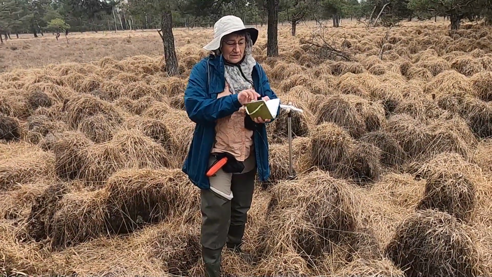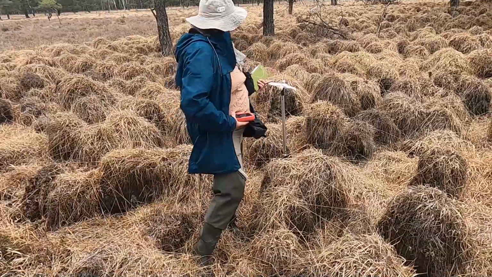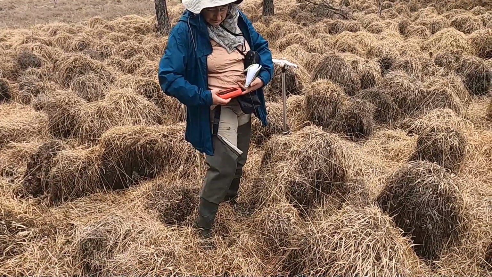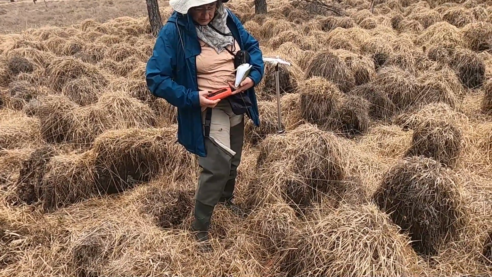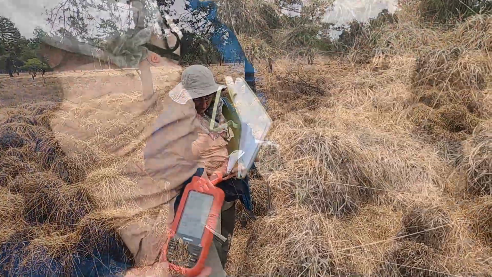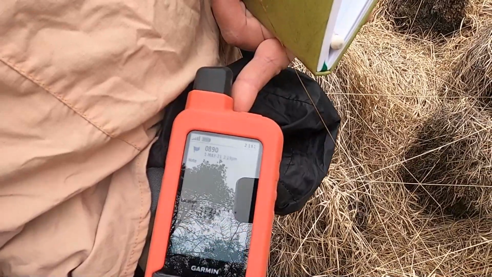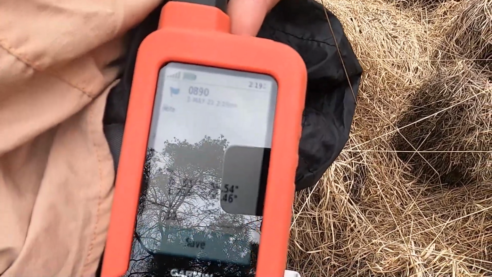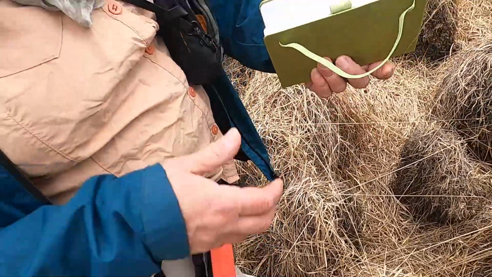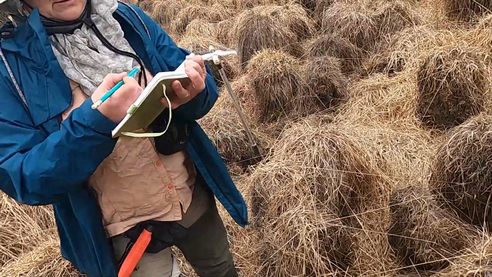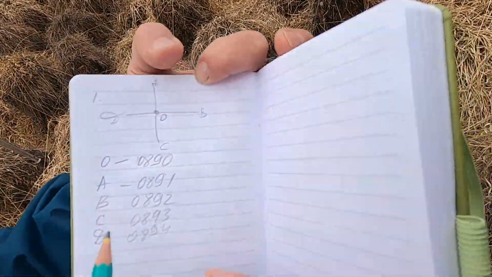Take coordinates of the central point of your relevé and every angle of your square. In your notebook, you can put just the number of your GPS. Don't waste your time writing the coordinates, or make the picture of GPS.